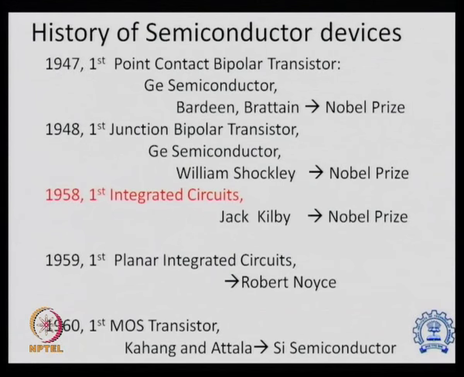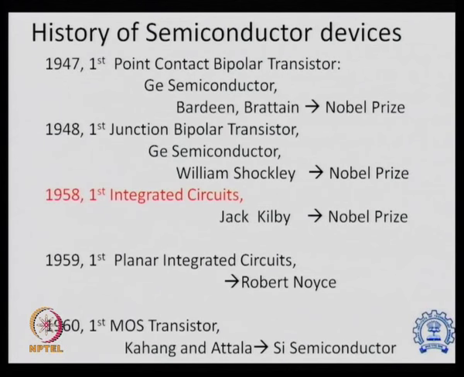Way back in 1947, the first point contact bipolar transistor in germanium was made, and the credit goes to Bardeen and Brattain, and they won the Nobel Prize. In 48 it started. In 1956, the first bipolar junction transistor, and not the point contact transistor, was first suggested and then fabricated by his group, due to William Shockley. There is an interesting story on Shockley, which I will talk about as I proceed ahead. The 1956 Nobel Prize was awarded to Shockley, Bardeen and Brattain for the invention of the transistor.